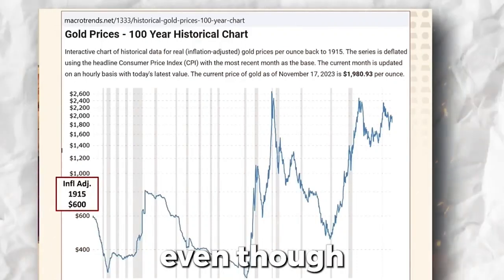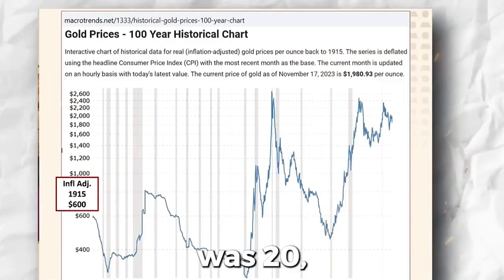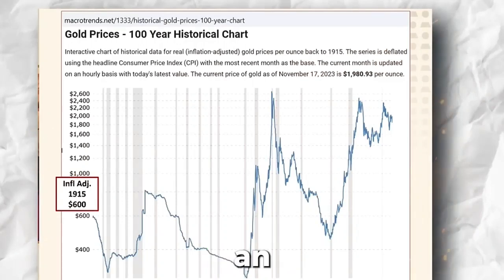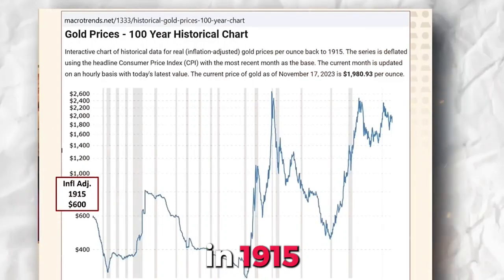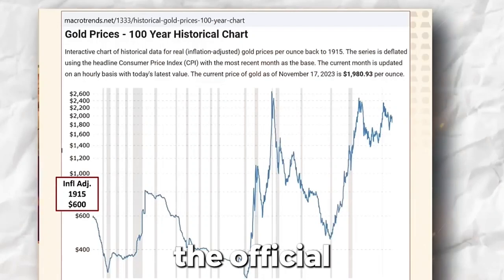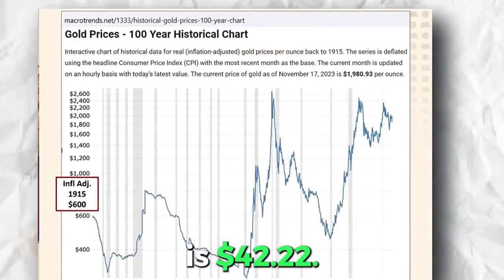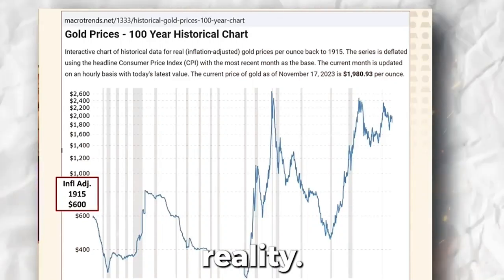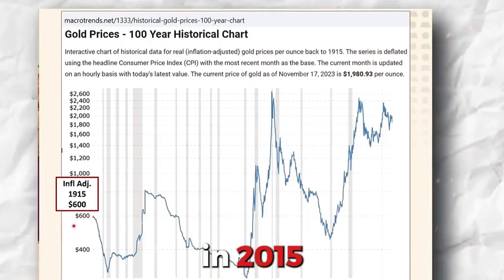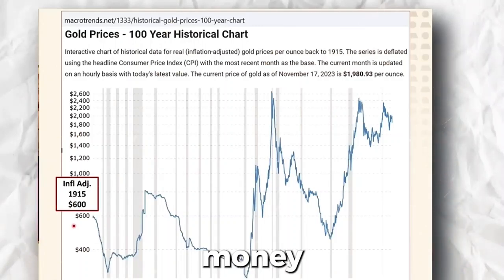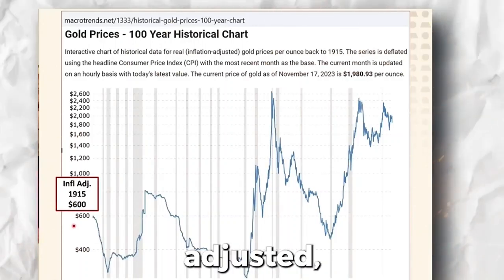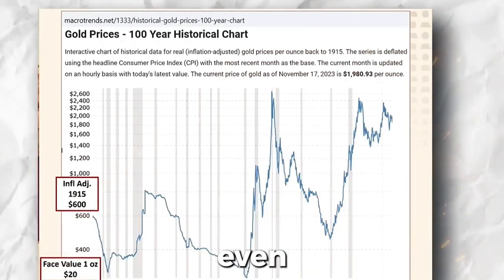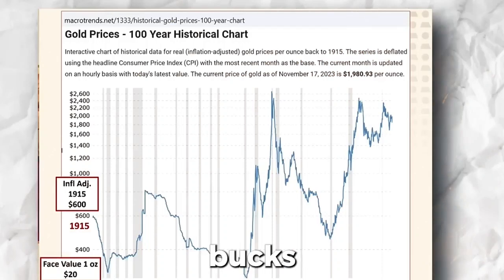So even though the official price of gold was $20.64 an ounce back in 1915, and today the official price of gold is $42.22. Well, that's not really reality. Back in 2015, from how much new money they printed, so inflation adjusted, it would have been $600 an ounce, even though the face value was $20 an ounce.